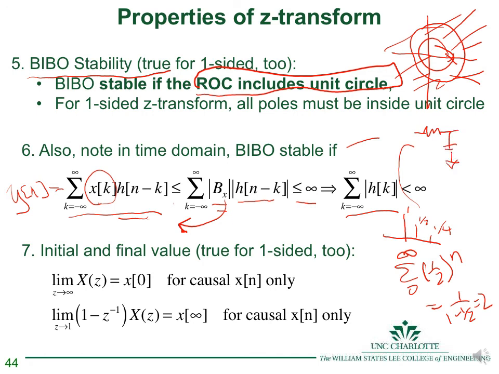Final properties, initial and final values. X of 0 is the limit as z goes to infinity of X of z for causal x of n. The final value, x at infinity, is the limit as z goes to 1 of 1 minus z to the minus 1 times X of z, for causal x of n, or right-sided x of n.